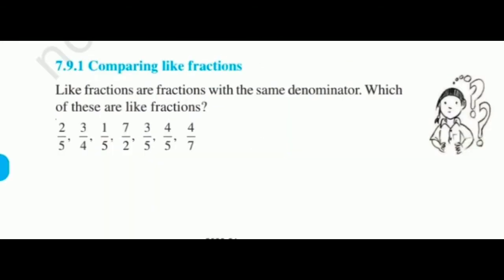Comparing like fractions. Like fractions are fractions with the same denominator. Which of these are like fractions? 2 by 5, 3 by 4, 1 by 5, 7 by 2, 3 by 5, 4 by 5, 4 by 7. Here we can see 2 by 5, 1 by 5, 3 by 5, 4 by 5 are like fractions. As we have already discussed, when the denominator is the same, the fractions are called like fractions.